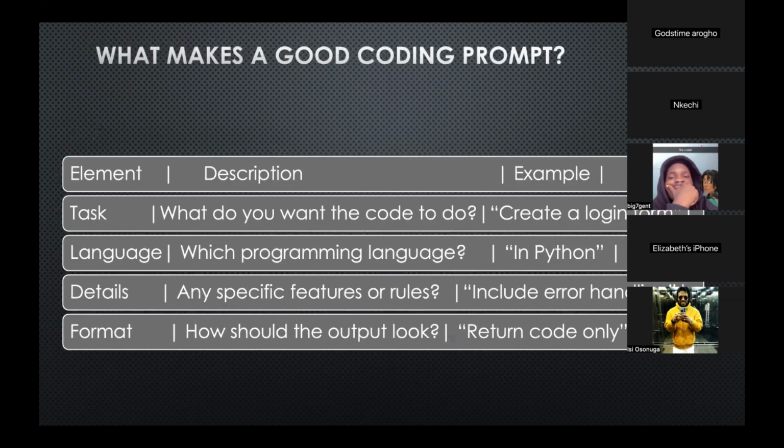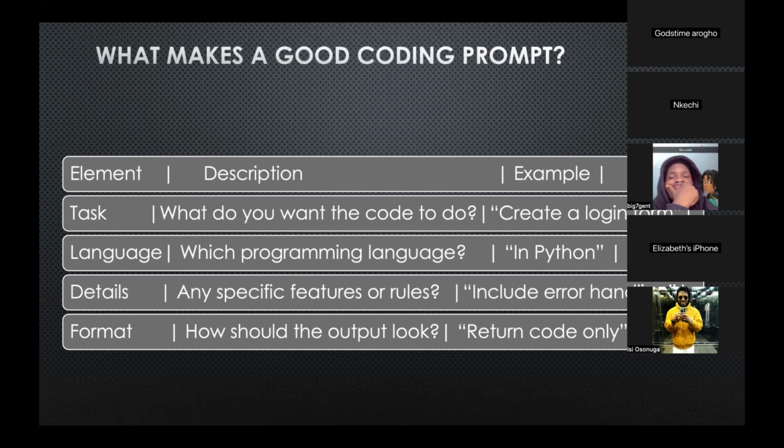So what makes a good coding prompt? Number one, we have task. And what we mean by task is what you want the code to do, what you want the code to achieve, what you want the logic of the code to be like, your end or your output, what you want your output to be like.